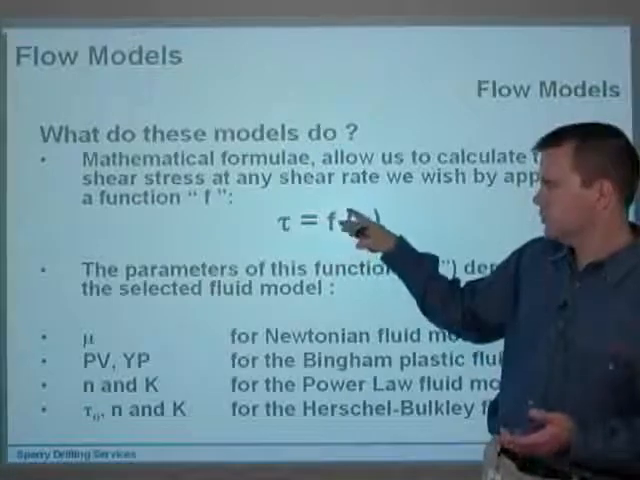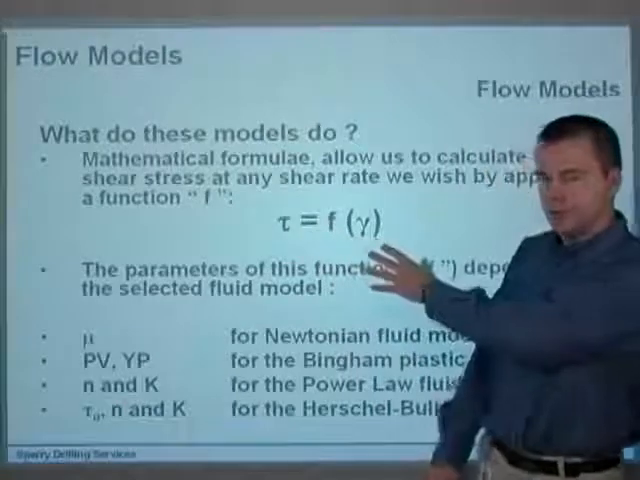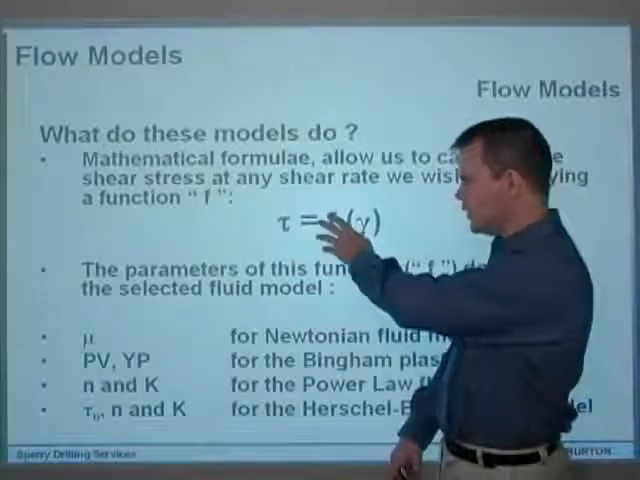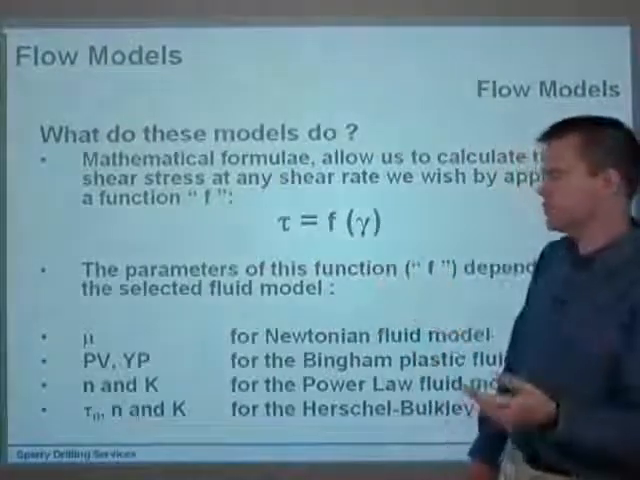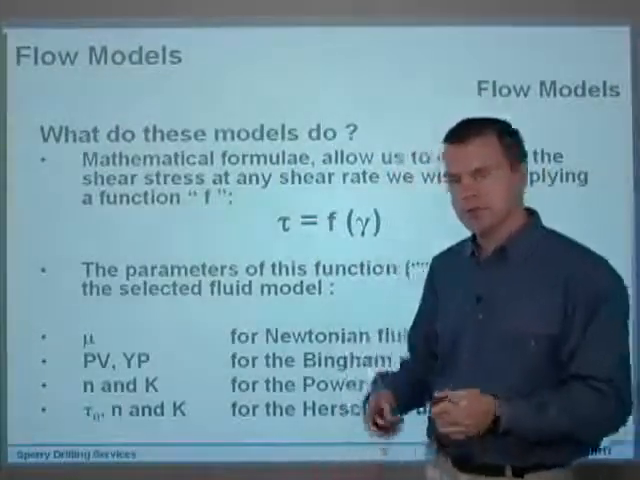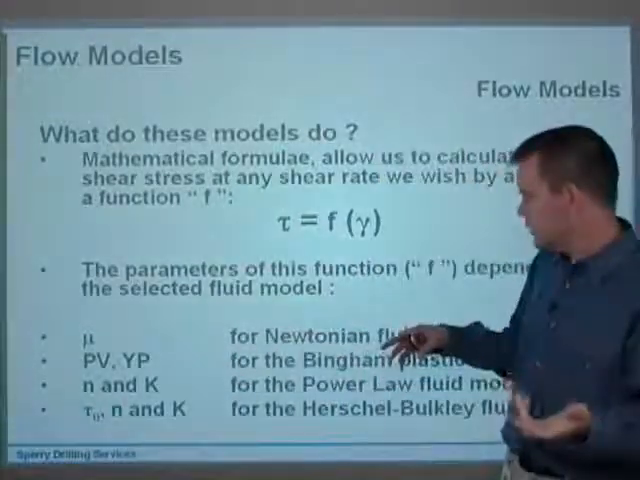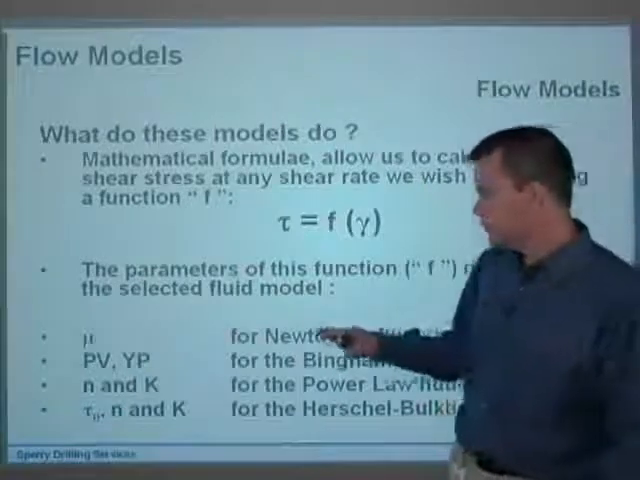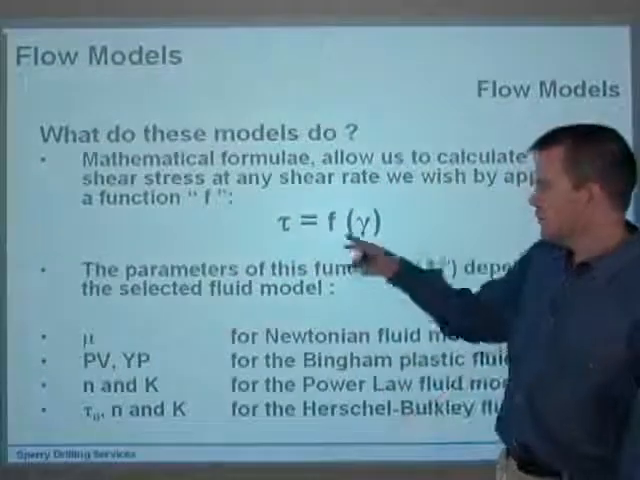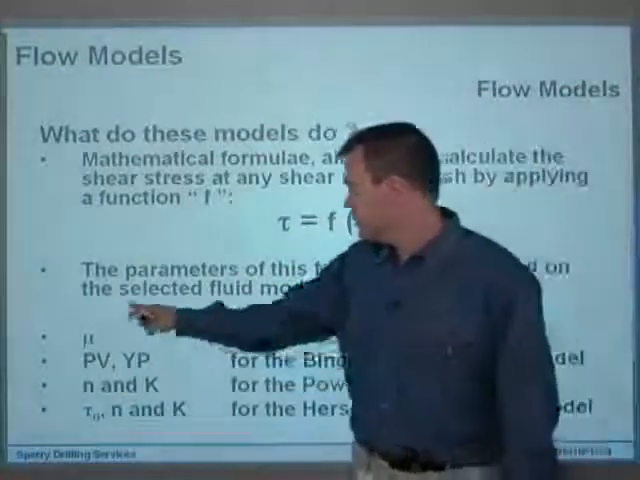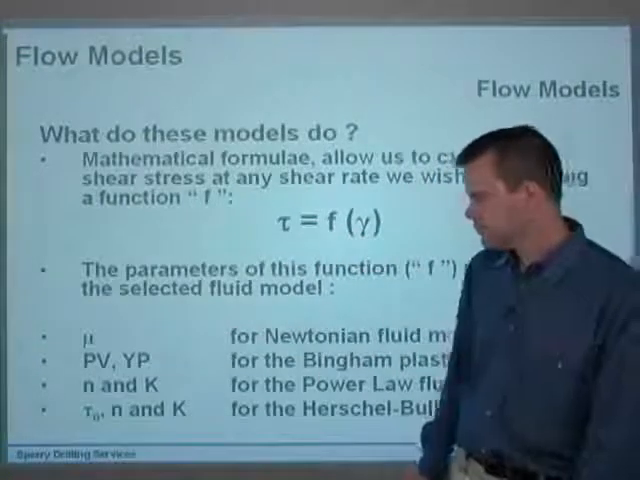So all these models can be broken down to this equation. That's something to bear in mind. You apply a function to your shear rate, and you can determine what your shear stress will be at that shear rate. Now, the parameters of this function f depend on the selected fluid model. For a Newtonian fluid model, f is actually mu, as I showed you earlier on the graph. f becomes mu, so that's basically tau equals viscosity times shear rate.